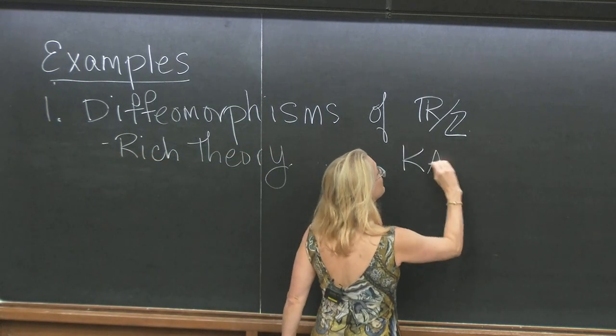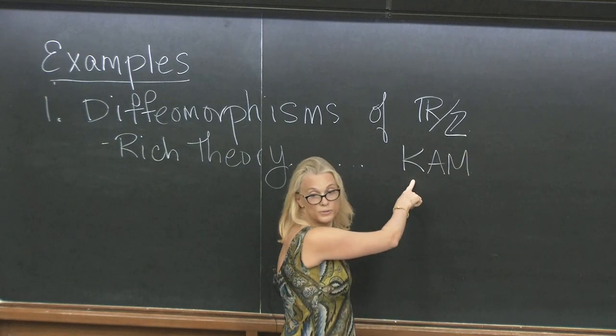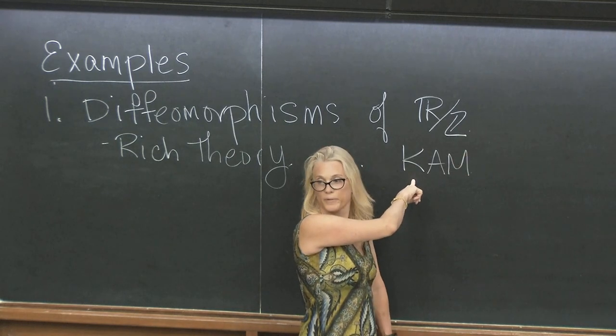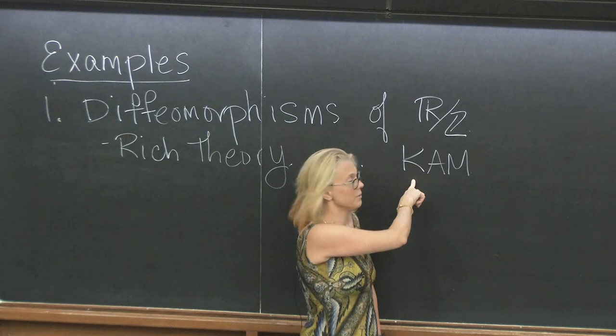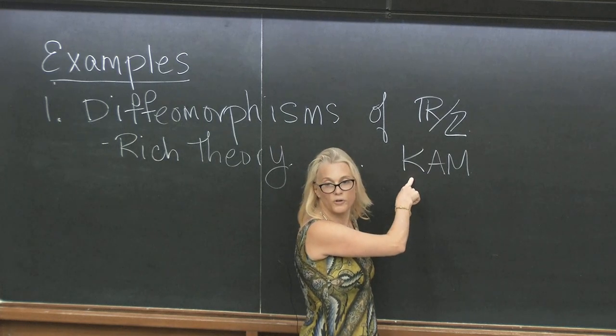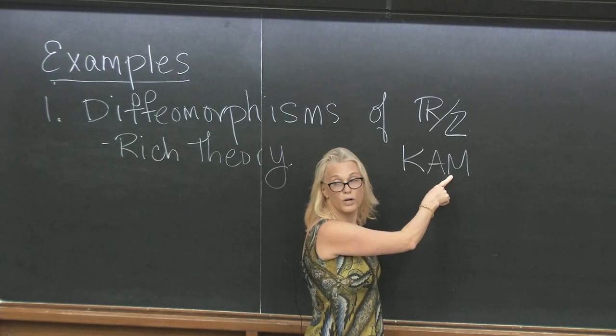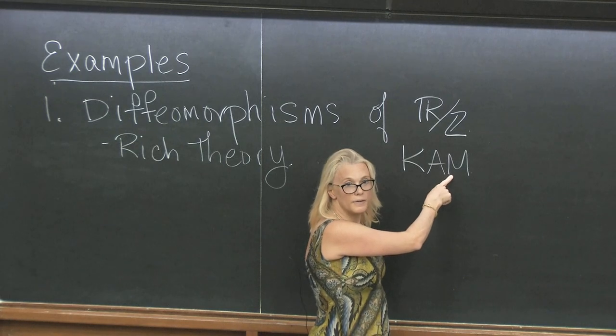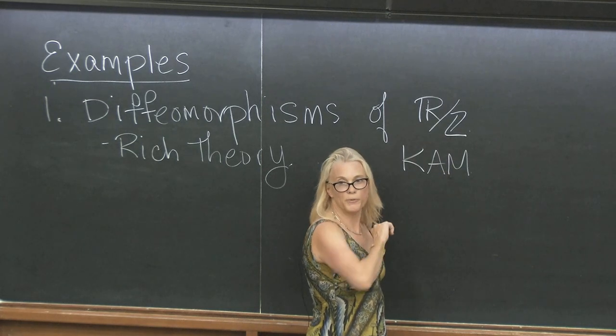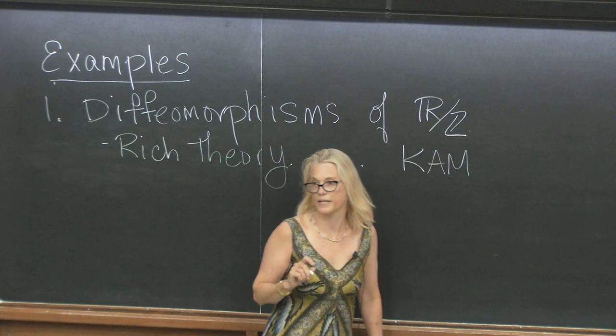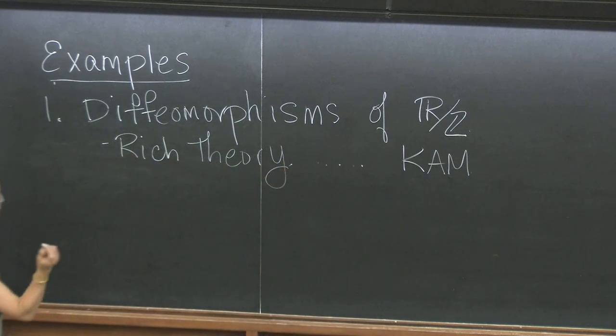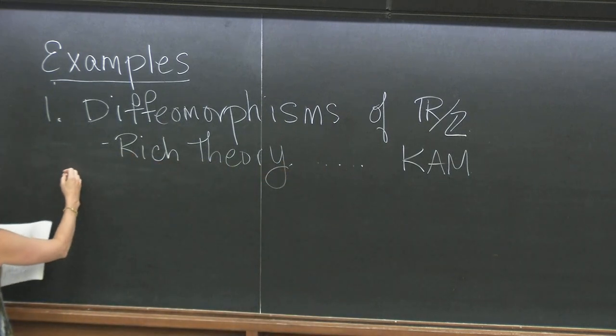It's closely related to a topic in smooth dynamics that is not mentioned at all this week, but is very important. That's the theory of Kolmogorov, Arnold, and Moser, or KAM theory. This belongs to the realm of what we sometimes call elliptic dynamics, or parabolic dynamics.